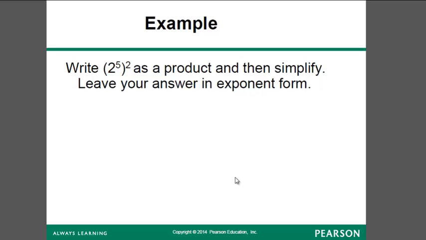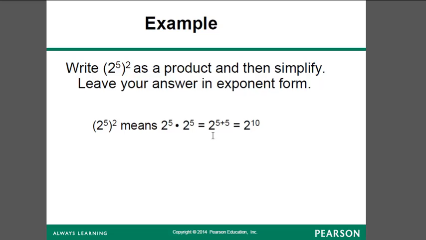I want to write 2 to the 5th squared as a product and then simplify. Leave your answer in exponent form. Well, what does 2 to the 5th squared mean? It means to write 2 to the 5th times 2 to the 5th. Since they're the same base, I can add their exponents, correct? 2 to the 5th plus 5, which gives me 2 to the 10th.